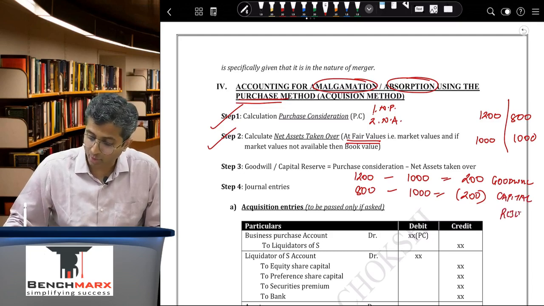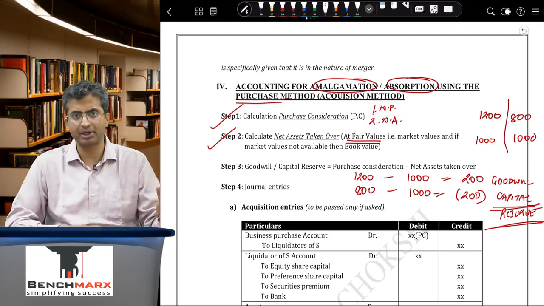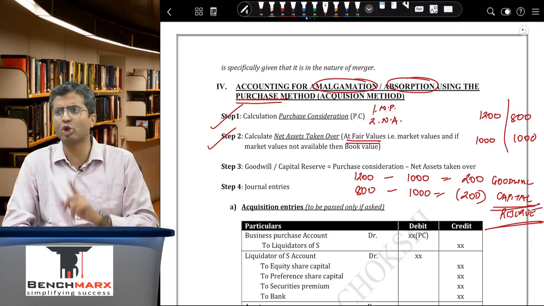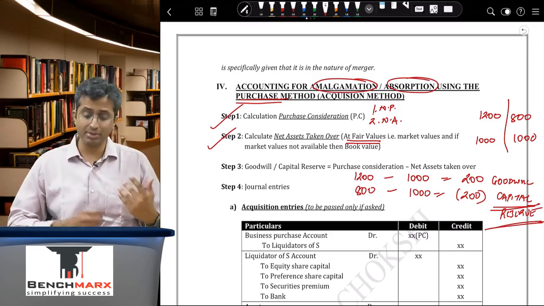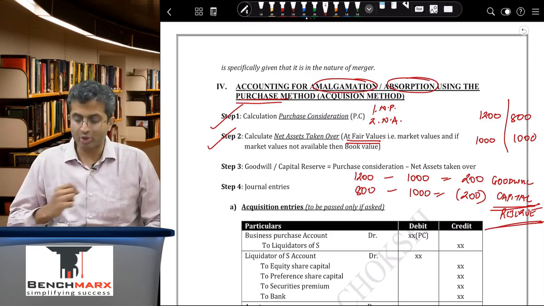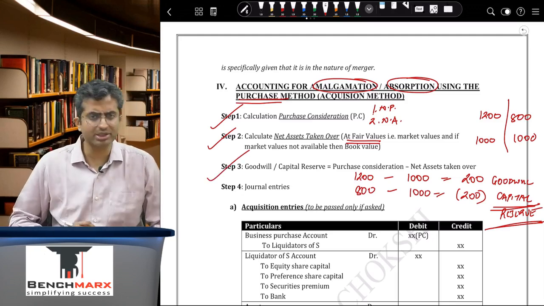Sir, why capital reserve? Why not general reserve or profit and loss? Because we don't want it to affect the distributable profit. Because this is the profit on purchase of a business. Typically, you recognize gain or losses only on the sale of a business. This is one of the only places in your entire syllabus where you recognize a profit on purchase. And since it is such a special item, you recognize it as a capital reserve. Okay. So this is your step 3.